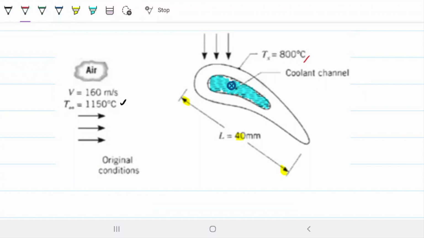So because 1150 is greater than 800, we know we're going to have a Q, and our Q is going to be going from the air to the inside of the blade, because it's warmer. And then because the blade is warmer than the coolant, we're going to have another Q going from the blade into the coolant channel just there.